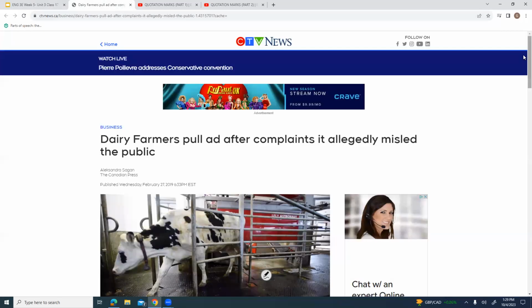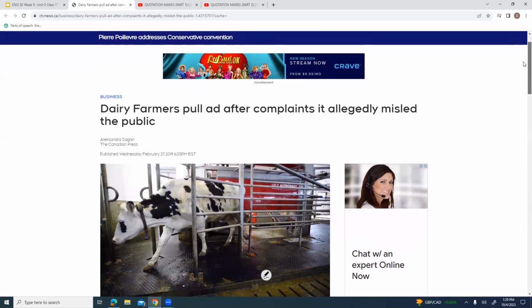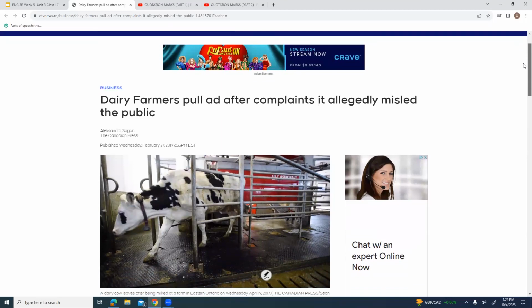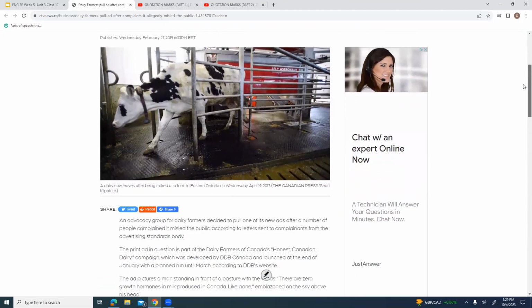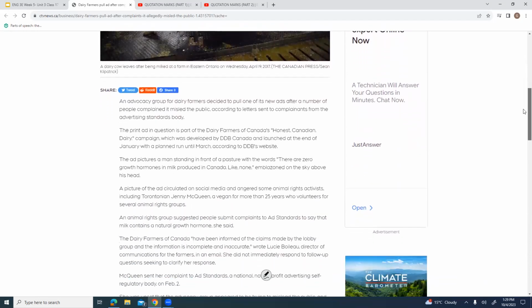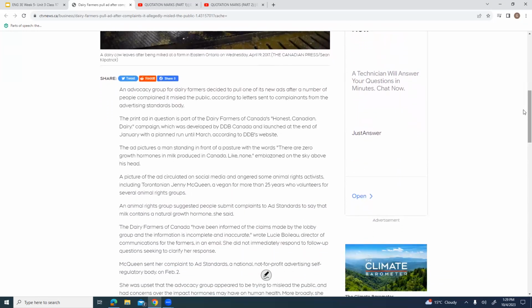So we have here, this is a Canadian one too. It's only from a few years ago. The dairy farmers pull an ad after complaints it allegedly misled the public. You see a nice little cow coming out here. It says an advocacy group for dairy farmers decided to pull one of its new ads after a number of people complained that it misled the public, according to letters sent to complainants from the Advertising Standards Body.